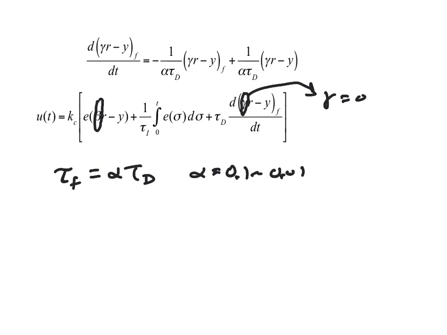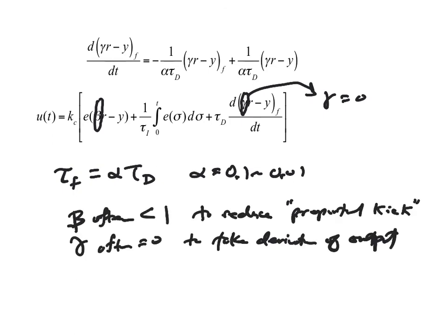Gamma is often set equal to 0 to make certain that we're just taking the derivative of the measured output y. So again, beta is often less than 1 to reduce the effect of the proportional kick, and gamma is often equal to 0, so that we're taking the derivative of the measured output rather than the error signal. And that often gives, you still want derivative action in order to have good disturbance rejection.